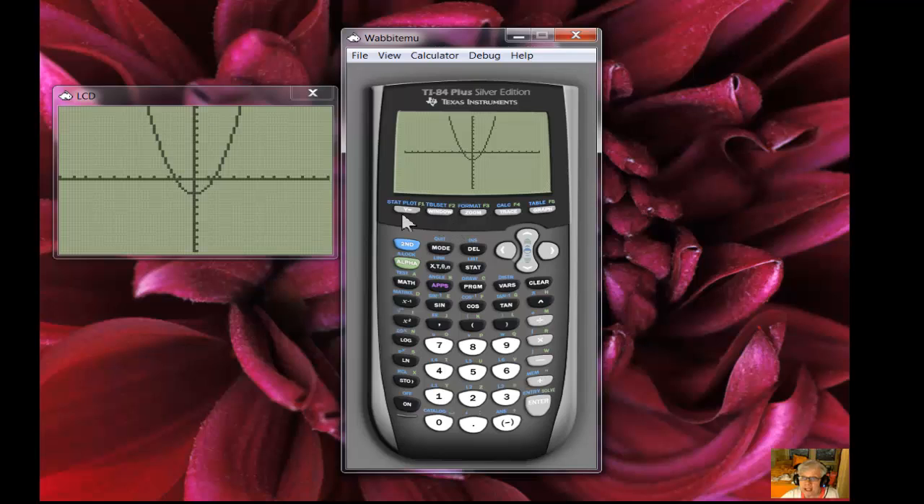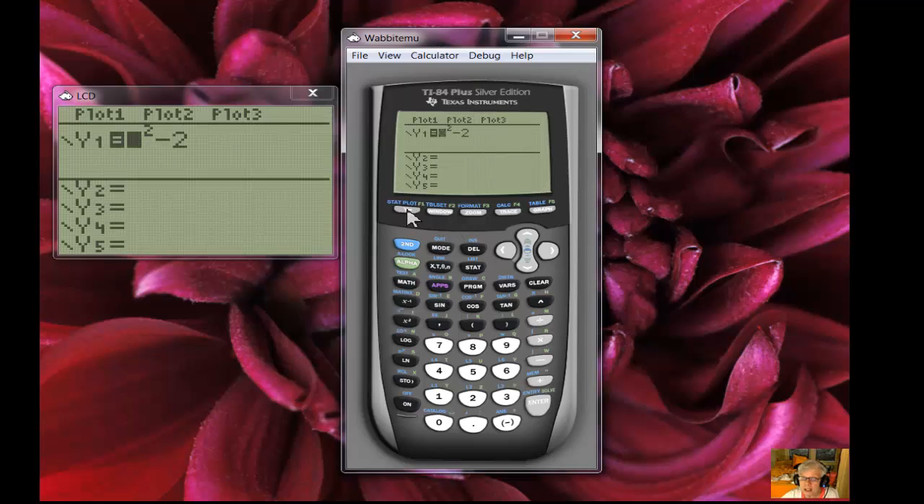Now to move over to the right 3, I have to insert a parenthesis. That's what I'm going to do. I'm going to insert a left parenthesis, and then I'm going to come over and put it. Did I say go to the right? Yes. Okay, so we'll put minus 3 and then close the parentheses.